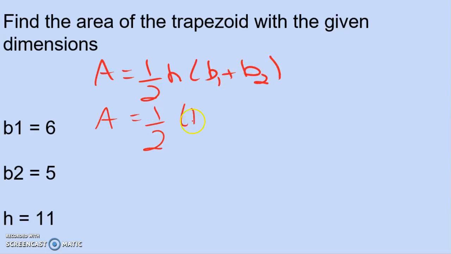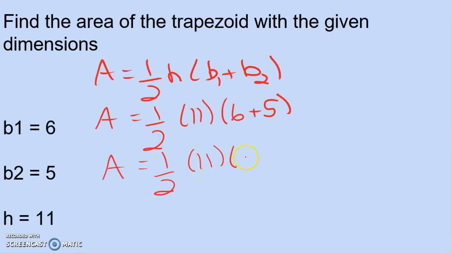I know my height is 11, base 1 is 6, base 2 is 5. My area is 1/2 times 11 times 6 plus 5, which is another 11. Now my next step is going to be multiply these two 11s together. 11 times 11 is 121.